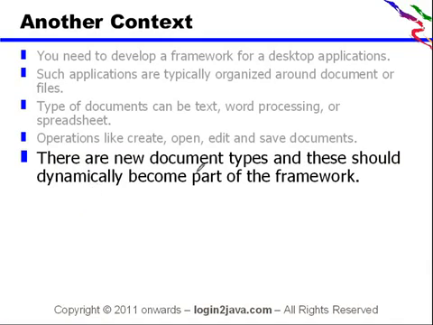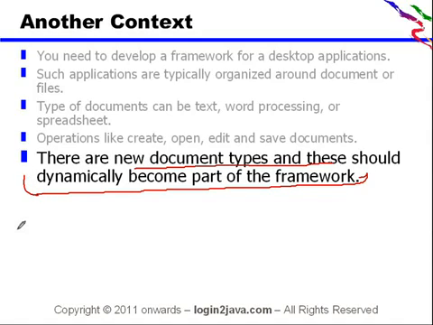Another context is that there are new document types and these should dynamically become part of the framework. Till now we have this static inclusion, because for a new document you need to modify the factory, but the new requirement is that they should dynamically become part of the framework. What this means is we need not modify the existing code. Instead, we just supply a new document implementing the iDocument interface, and this should work without any modification in any of the existing code, including the factory.